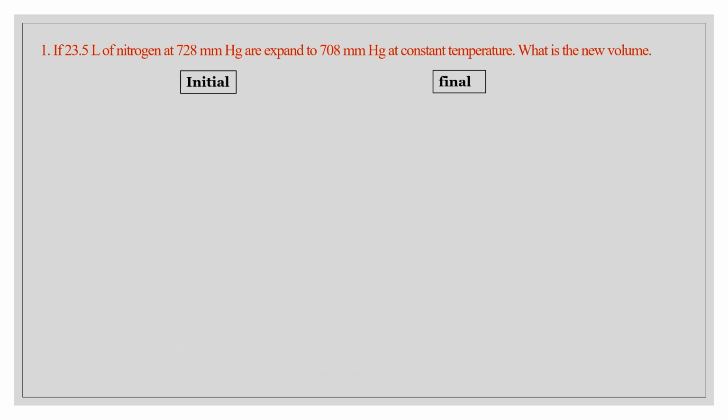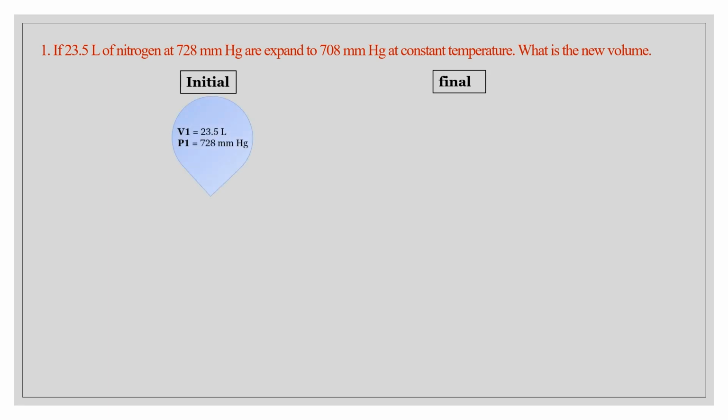First question. If 23.5 liters of nitrogen at 728 millimeters of mercury expand to 708 mmHg at constant temperature, what is the new volume? First read the question and then try to understand what the initial parameters are, and what the parameters under final conditions are.